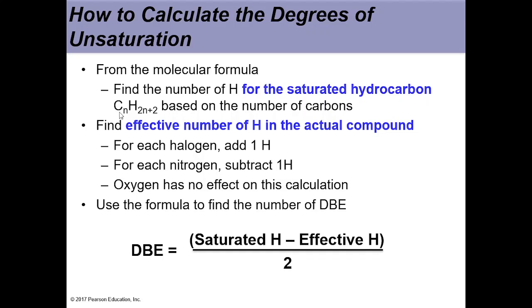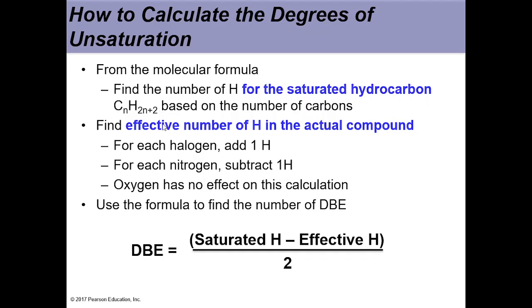If you have n carbons in the molecule, then the saturated version of the hydrocarbon would have 2n+2 hydrogens. This number you can use as a reference to compare to. It is not your molecule. Then you go to your actual molecule to find out how many effective hydrogens are in the actual compound, and compare that number of hydrogens with the 2n+2 number to figure out the number of DBEs.